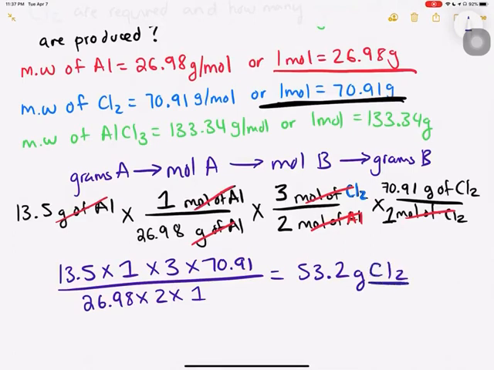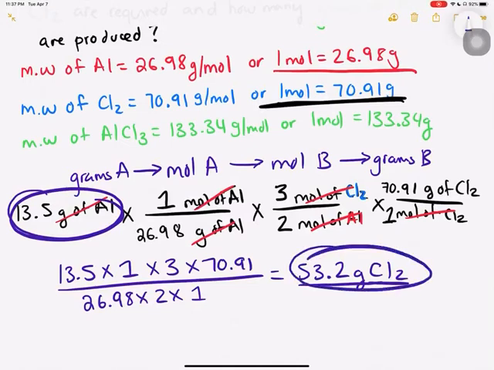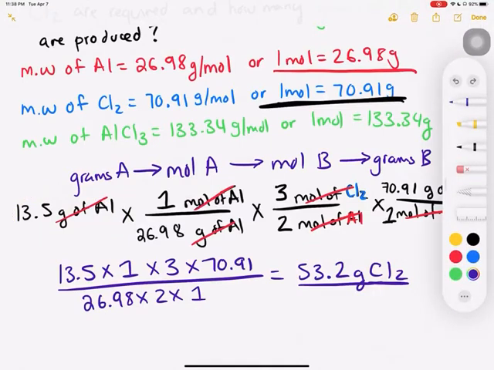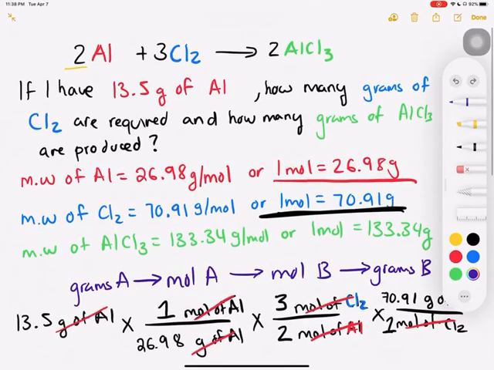And this is the first result. What this means is that if I react 13.5 grams of aluminum, it is going to produce 53.2 grams of chlorine gas. Okay, so this is the first question. This is the first thing that I'm being asked. How many grams of chlorine gas am I going to produce? And the other question is, how many grams of aluminum trichloride am I going to produce also? So I have to do this whole calculation again, but with the numbers for aluminum trichloride now. So let's see how this is going to look.